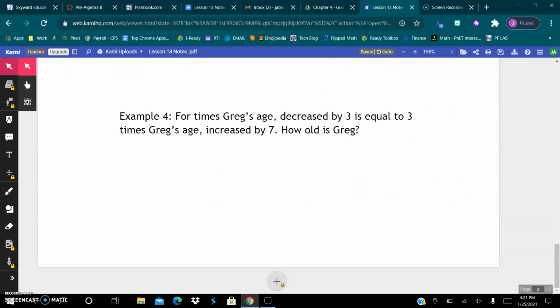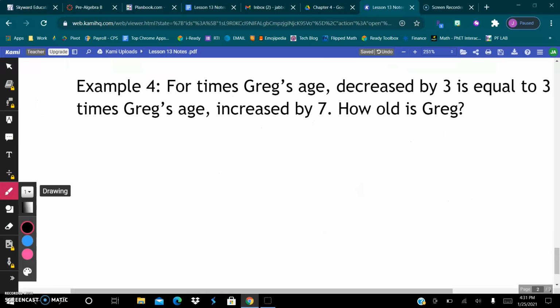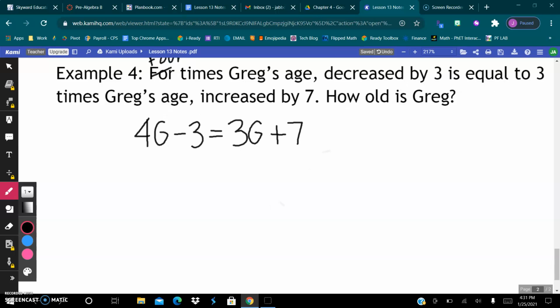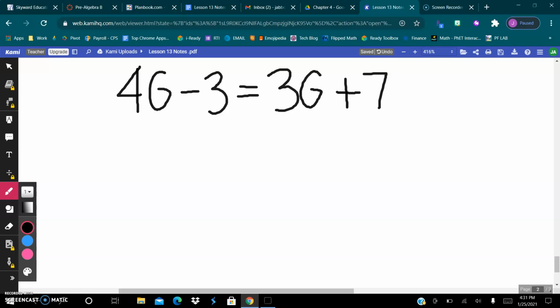All right, for our last one, I misspelled 4. 4 times Greg's age, so I'm going to write 4 times G, decreased by 3, so that means subtract 3 from that, is equal to, so equals 3 times Greg's age, so 3G, increased by 7, so that would mean plus 7. How old is Greg? So in other words, solve for G.